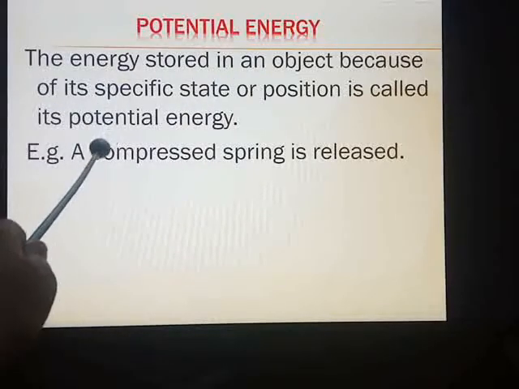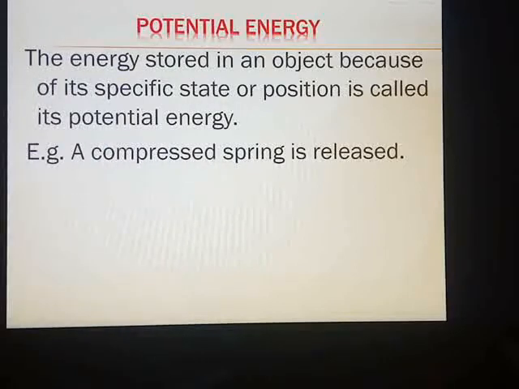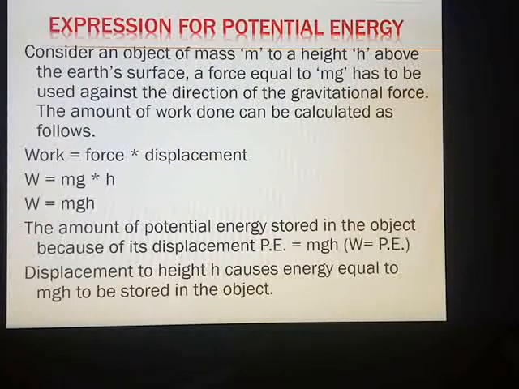A good example is a compressed spring, or we have taken the example of water which is stored in a dam. Due to the height of the dam, the energy which is possessed by the water is potential energy. So the energy which is stored in an object because of its position, state or configuration is known as potential energy. So let us see the derivation expression for potential energy.